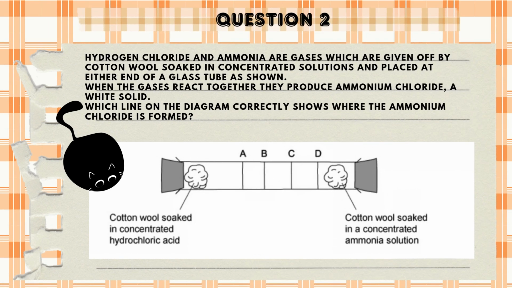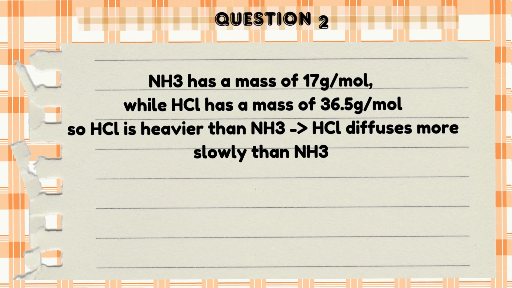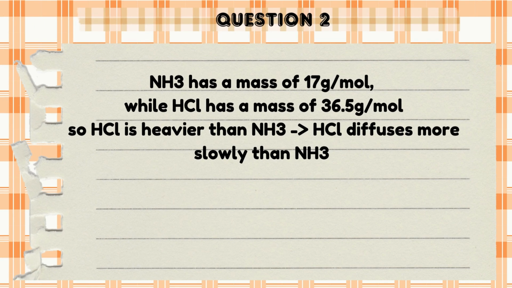Second question deals with a problem similar to the first one but requires more thinking processes. Hydrogen chloride and ammonia are gases which are given off by cotton wool soaked in concentrated solutions and placed at either end of a glass tube as shown. When the gases react together, they produce ammonium chloride, a white solid. Which line on the diagram correctly shows where the ammonium chloride is formed? This is also talking about diffusion. The only difference is that a chemical process also occurs, but that is not so important.